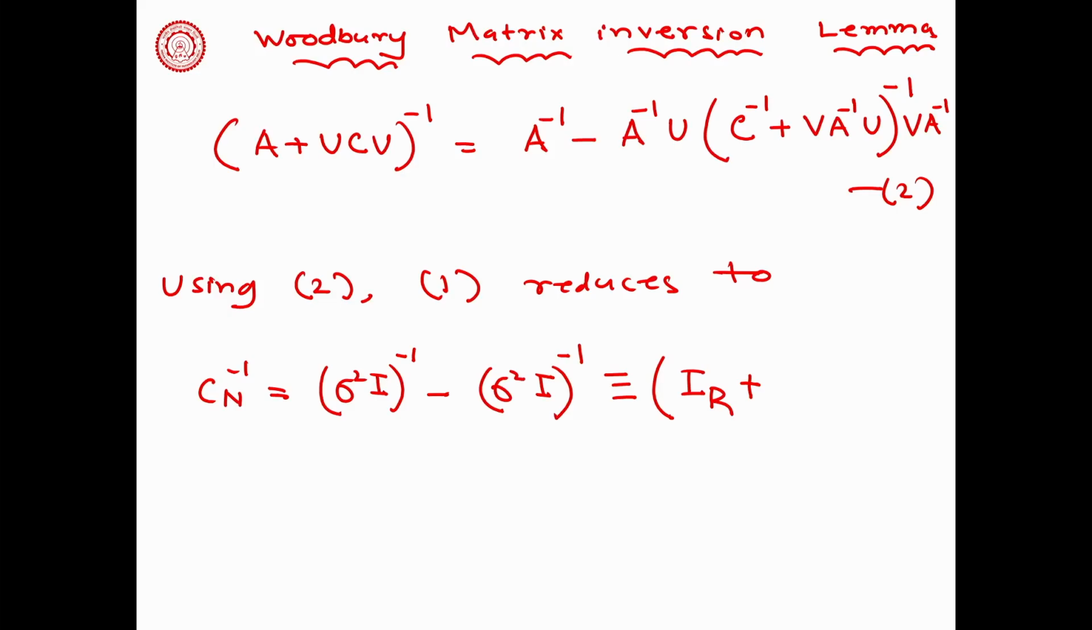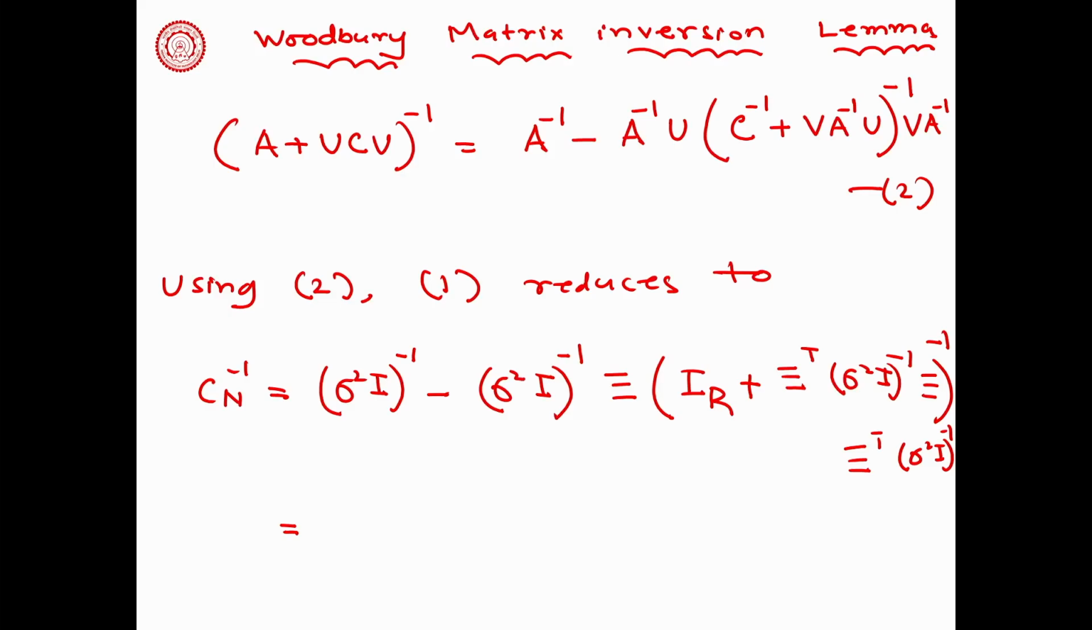plus you have xi transpose A inverse, right. A inverse is equal to sigma square I inverse, sigma square I inverse xi whole inverse, then you have what? Xi transpose sigma square I inverse. Okay. So, now you tell me what is sigma square I inverse.